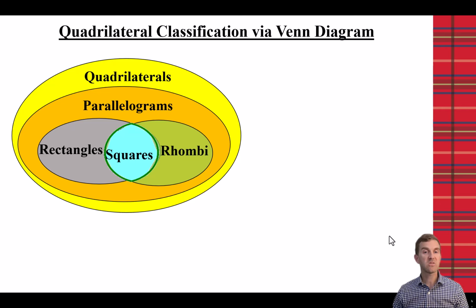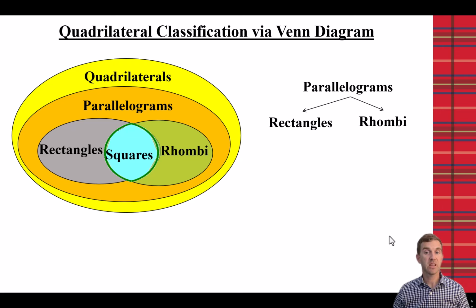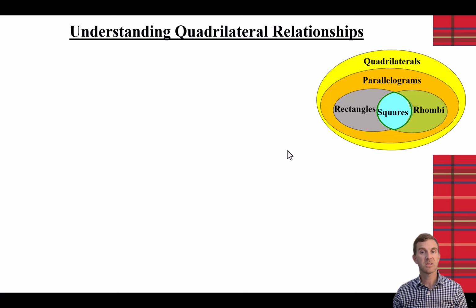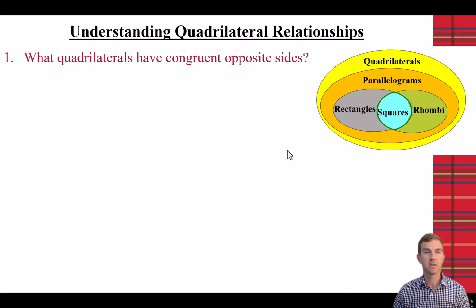And we can use this Venn diagram to help us always think back to the most restricted versions we have upwards. So a parallelogram can split off into rectangles and rhombi if they have those properties, but they come back together to make the square. Now let's use these to help us answer a few questions.